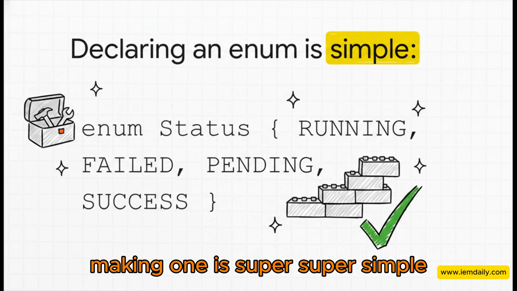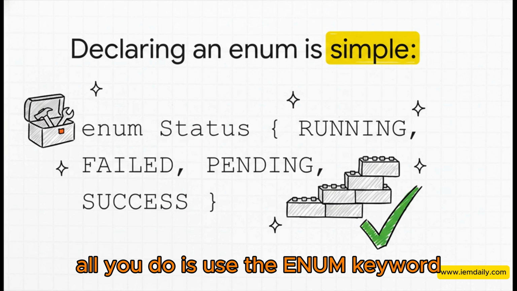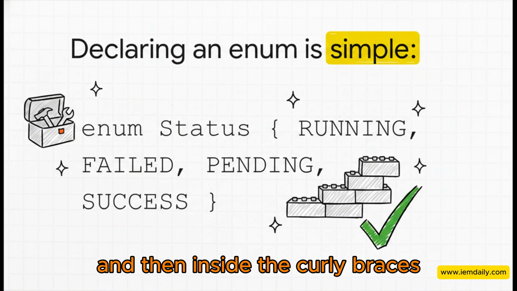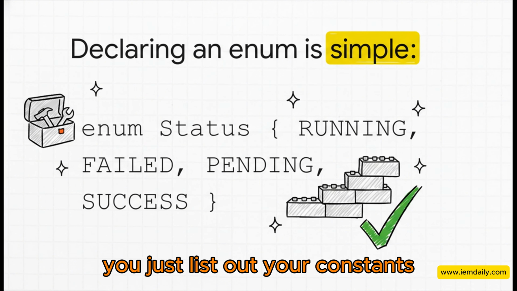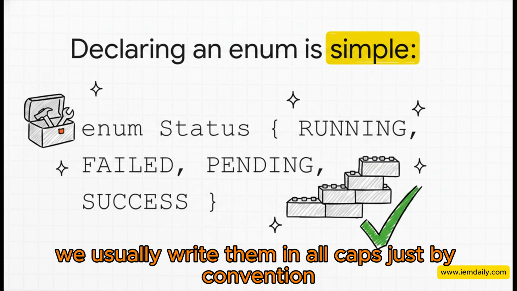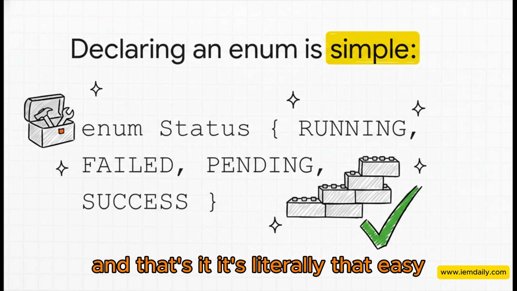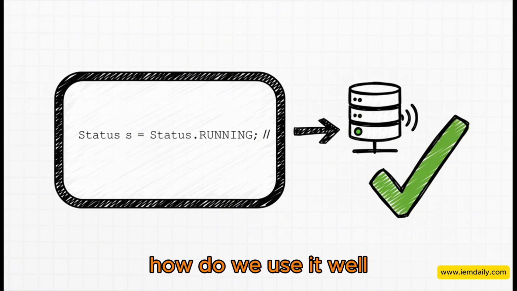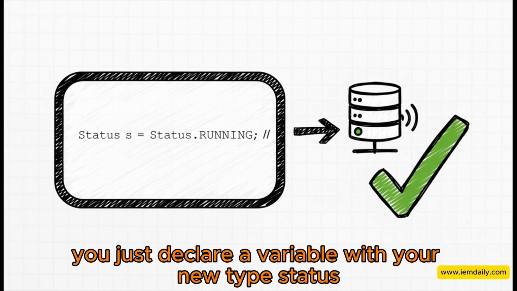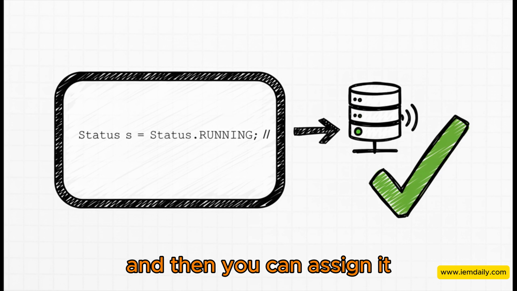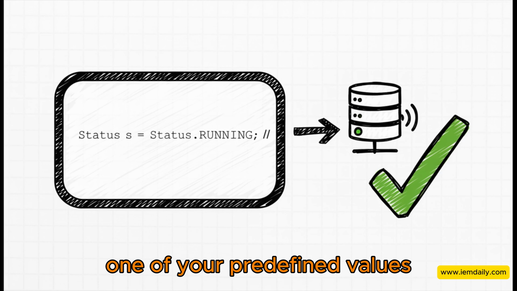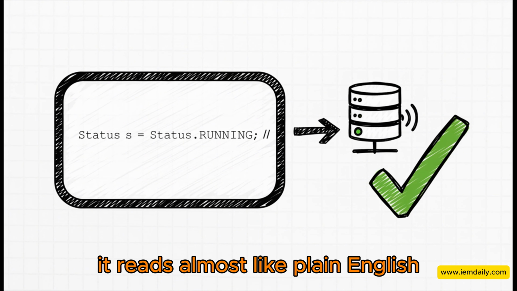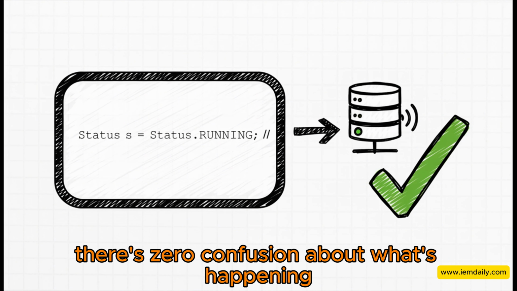And you know what? Making one is super, super simple. All you do is use the enum keyword, give it a name, we'll call ours Status, and then inside the curly braces, you just list out your constants. We usually write them in all caps just by convention, and that's it. It's literally that easy. Okay, so now that we've made it, how do we use it? Well, you just declare a variable with your new type, Status, and then you can assign it one of your predefined values, like Status.RUNNING. Just look at how clean that is. It reads almost like plain English. There's zero confusion about what's happening.